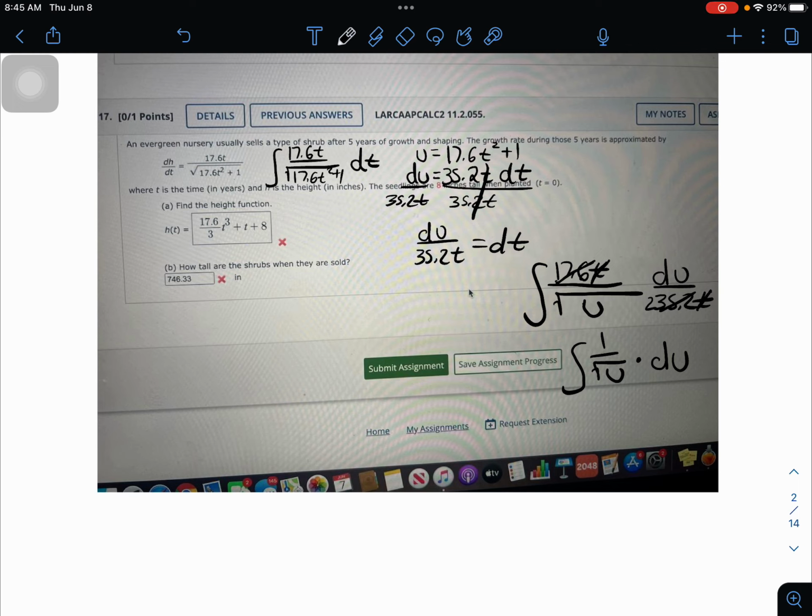And, oh yeah, don't forget, I almost forgot that. We have a 2 on the bottom. We still got that 2 down there. So it's du divided by 2. That's really important. Don't forget that.